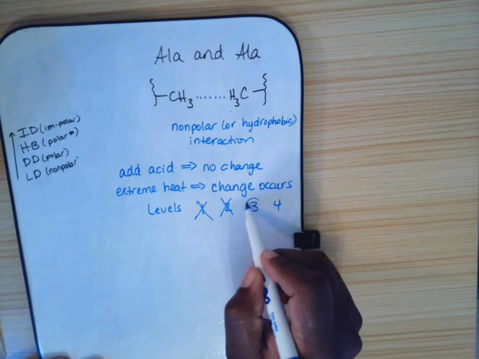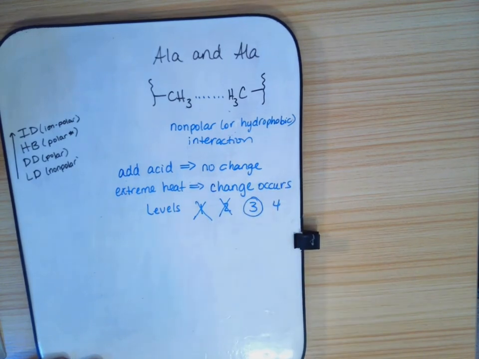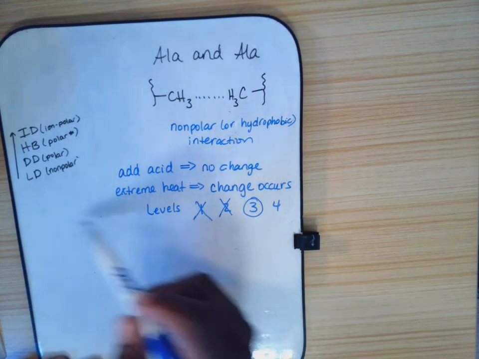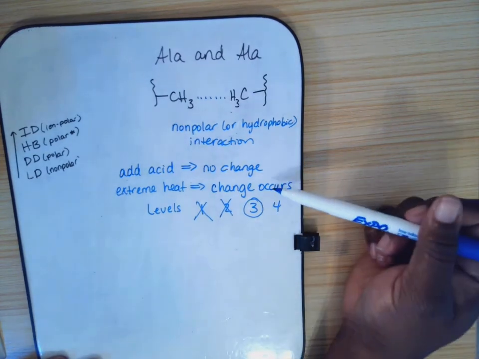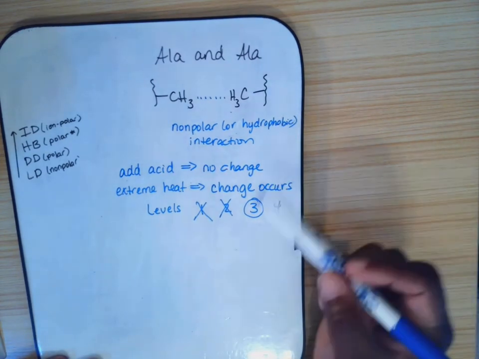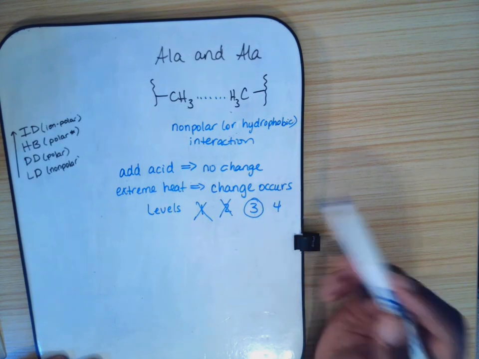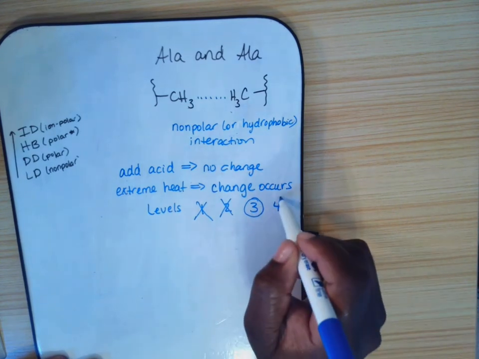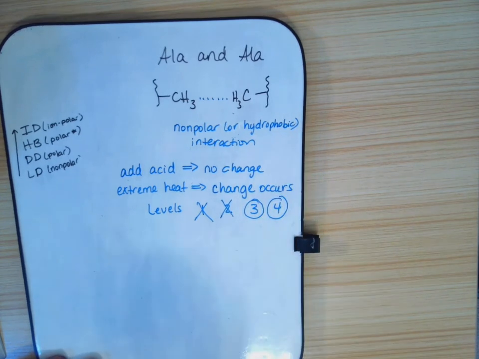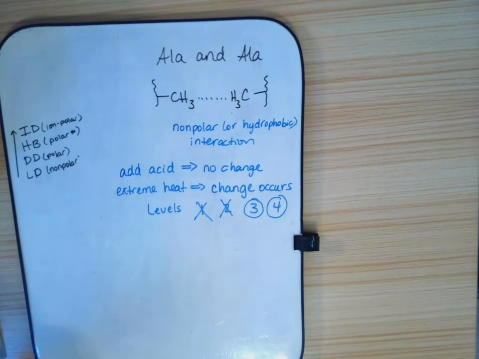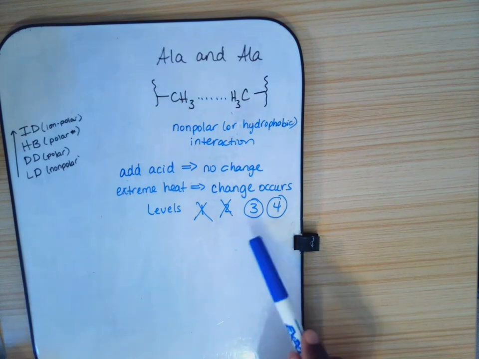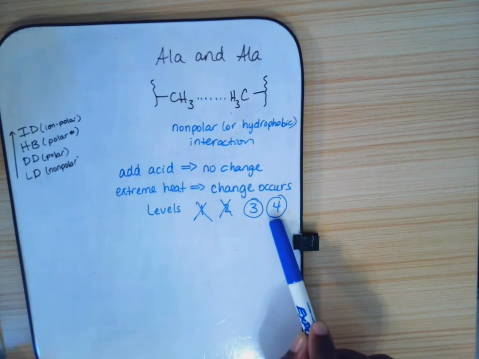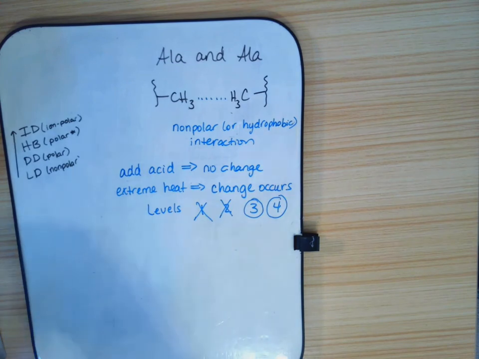Tertiary level will always change. So the tertiary level is where you see all these different interactions. So because we're disrupting hydrophobic interactions, which are located in the tertiary level, they would change. If this protein had a quaternary level, it would also change. Because again, the quaternary accounts for the primary, secondary, and tertiary as well. And so because the tertiary of one changed, the tertiary of the other also changes.